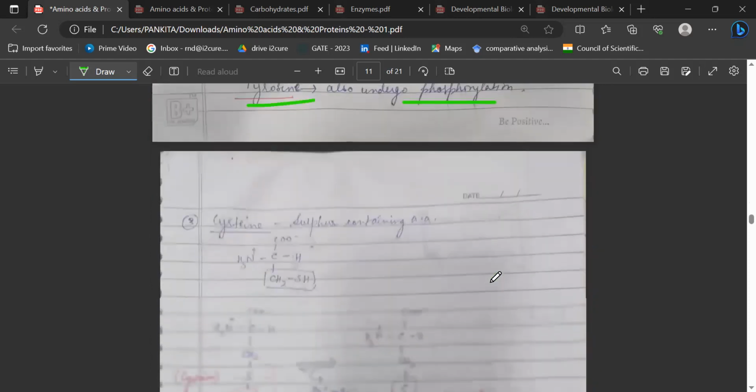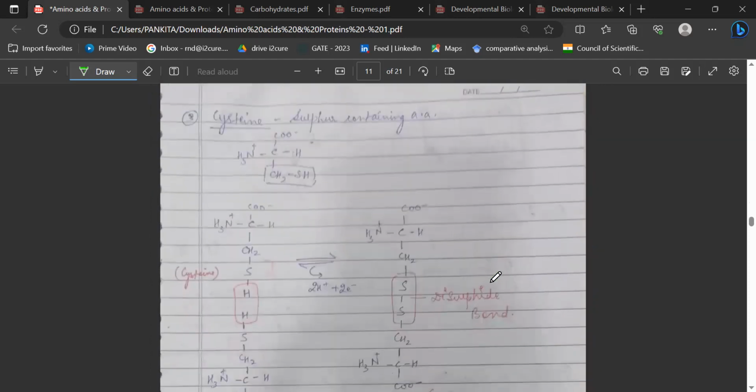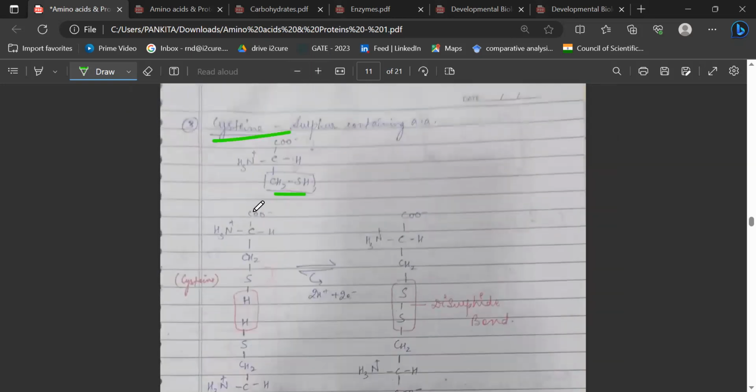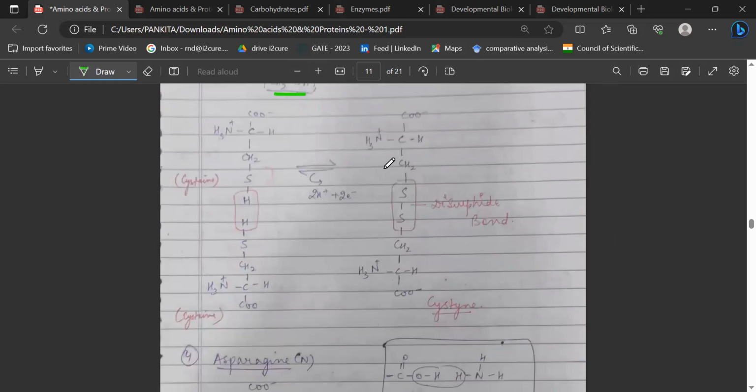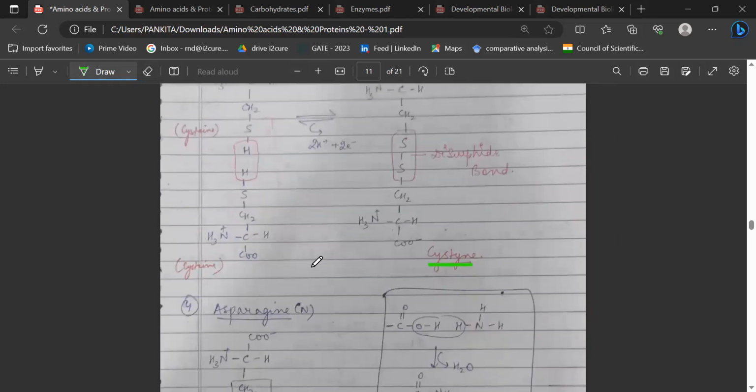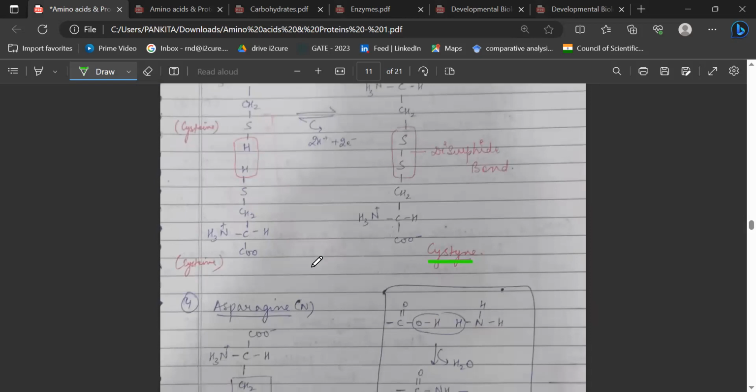tyrosine. Moving on to the next sulfur containing amino acid, which is cysteine, which is COOH, NH3, H and then CH2 in combination with SH. When two cysteine amino acids combine, they form a disulfide bond between them, and this new amino acid that is created is called cystine. That might happen sometimes when a disulfide bond is formed between two cysteines.